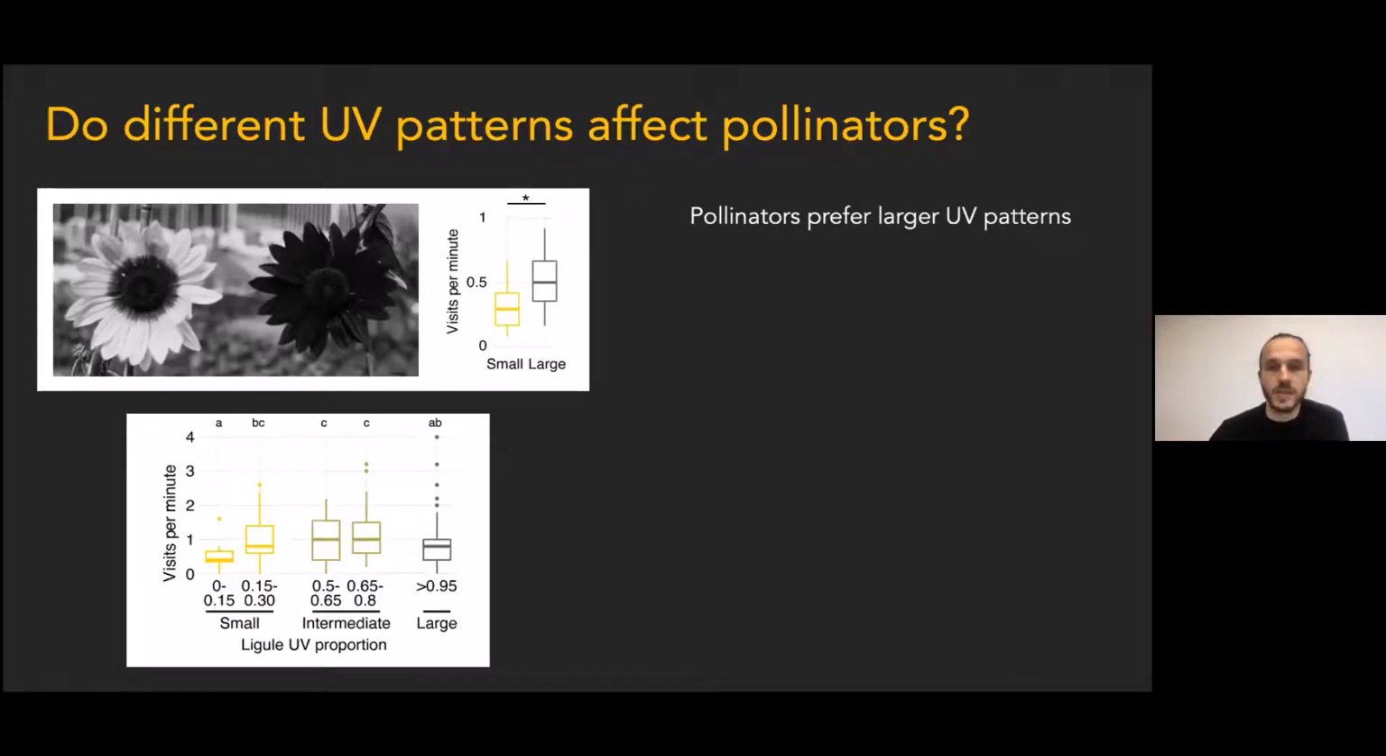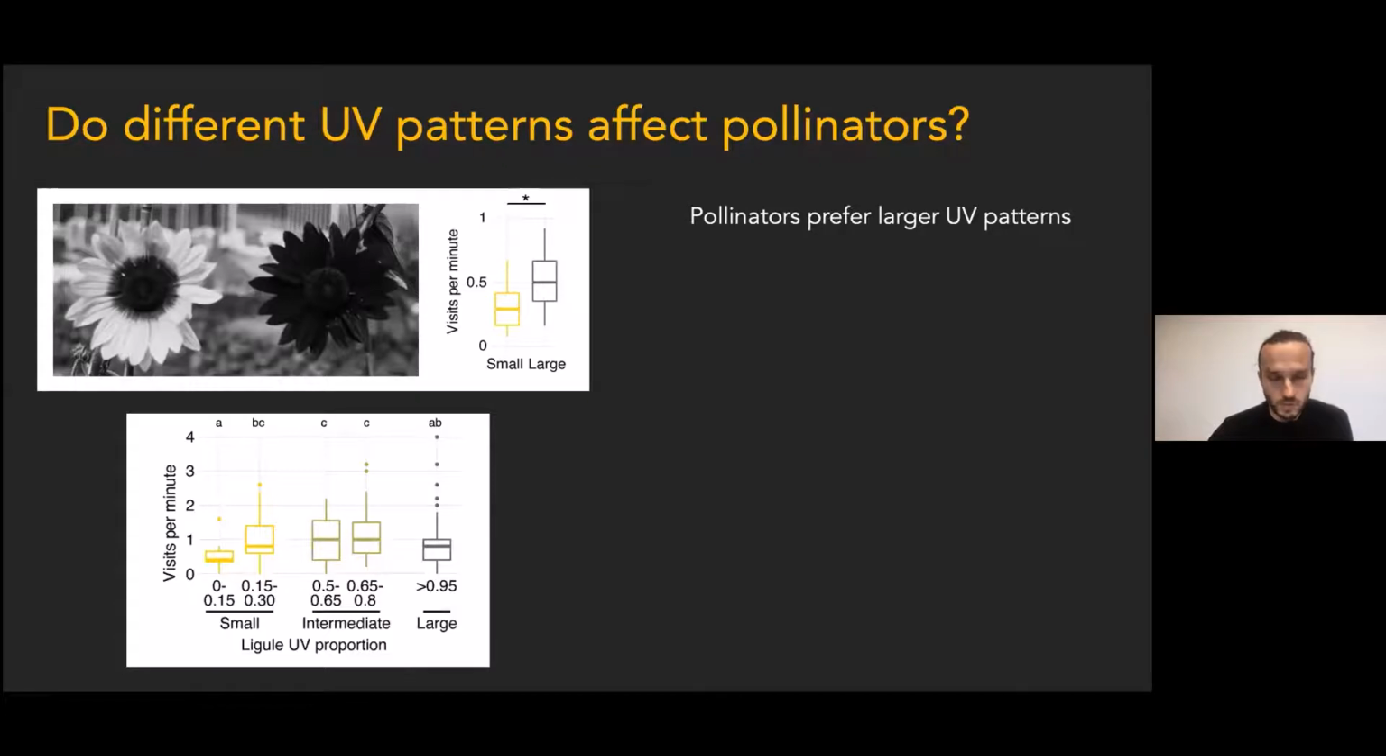And we found that plants with larger UV patterns have significantly more visits from various pollinators. So this is suggestive, but of course these are just two lines. They could be different for a number of other factors. So we have seen many of the possibilities in the talks in the past 2 days.